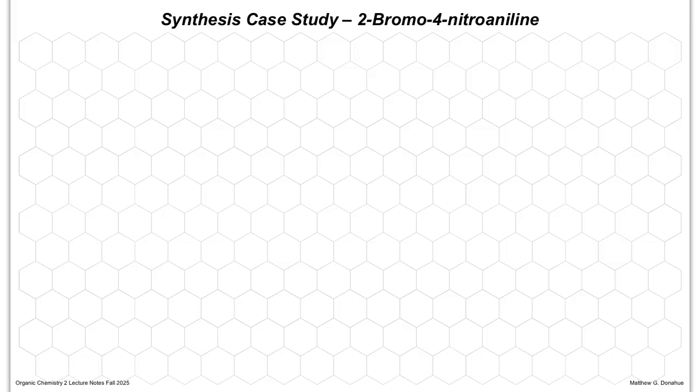So let's wind down with this last one here: 2-bromo-4-nitroaniline. So aniline was aminobenzene. In terms of the ring numbering, that's going to be position 1. And then it says at the 2 position is bromo, and at the 4 position is nitro.